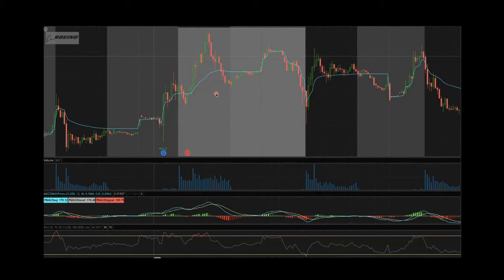Is VWAP similar to like the lines that we draw for corrections? I mean, you have these lines that you draw saying that from this line to this line it's bullish and now it's time for correction.